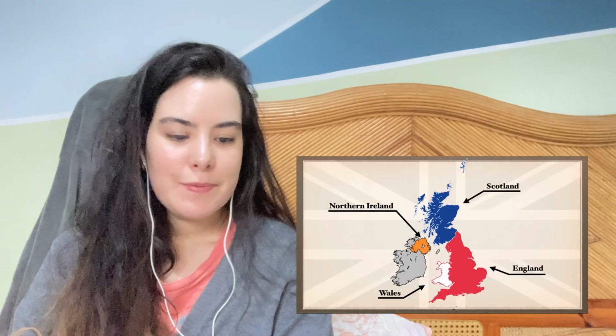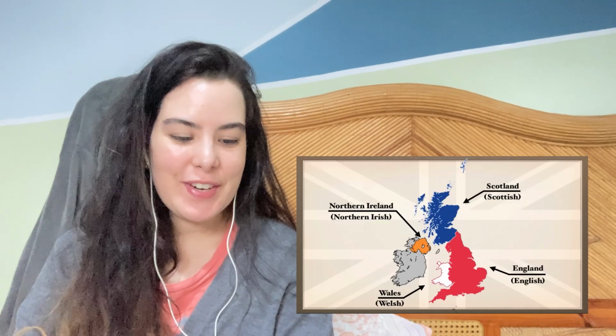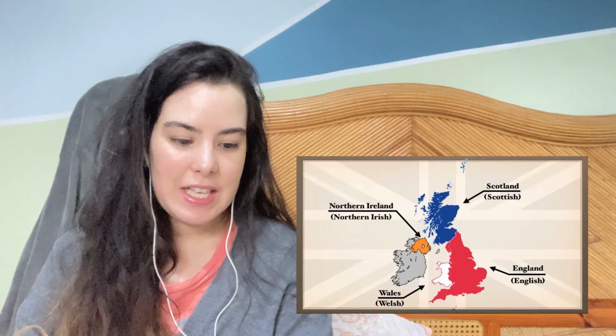To the north is Scotland, shown in blue, and to the west is Wales, shown in white. And, often forgotten even by those who live in the United Kingdom, is Northern Ireland, shown in orange. Each country has a local term for the population. While you can call them all British, it's not recommended, as the 4 countries generally don't like each other.